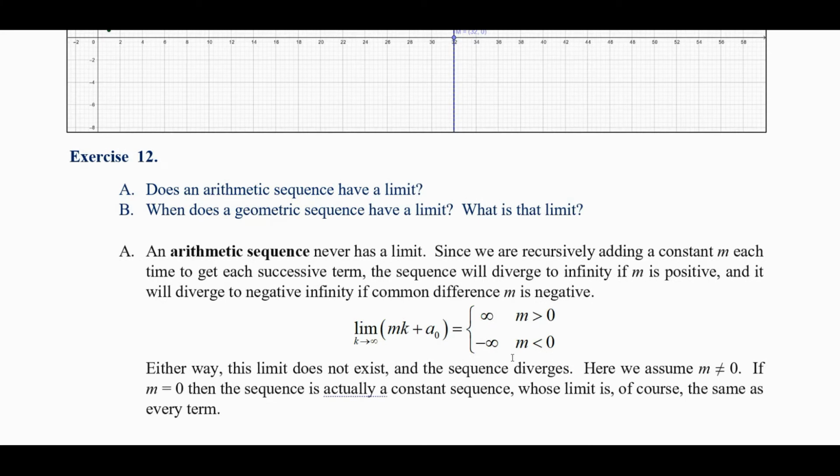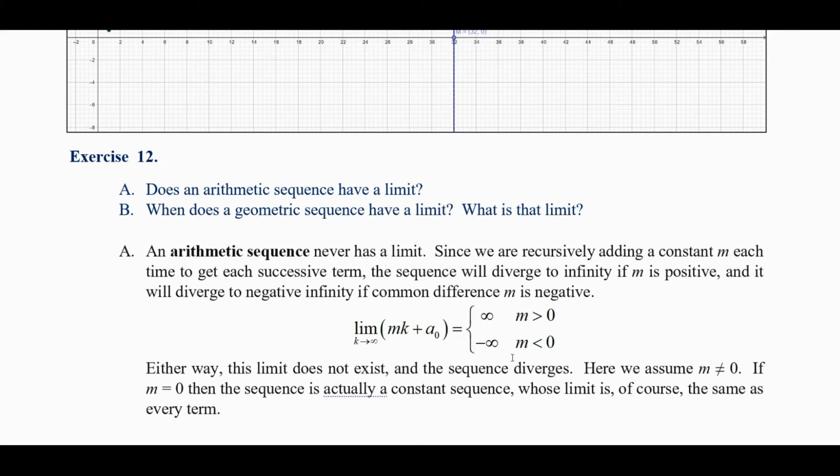Since we're recursively just adding the constant m each time to get each successive term, the sequence will diverge to infinity if m is positive, and will diverge to negative infinity if the common difference m is negative. Okay, so if you take the limit as k goes to infinity of mk plus a sub 0, it's infinity for positive m's and negative infinity for negative m's.